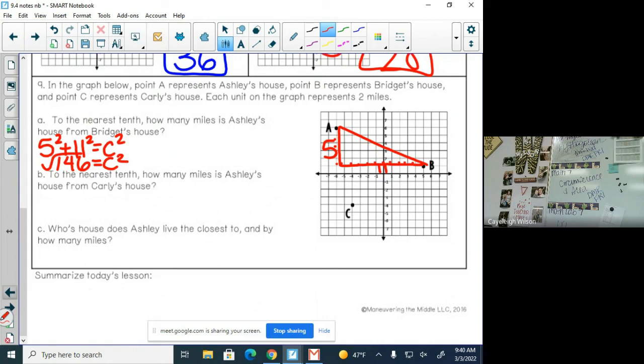All right, so when I found the hypotenuse, I got 12.08, and since I rounded to the nearest tenth, 12.1. Now, that's not the answer, because they told us that each box represents 2 miles. So, Brecken, what's the answer? 24.2. So, I'm going to multiply this by 2 miles, and that's going to give me 24.2 miles. My answer. All right, try B.